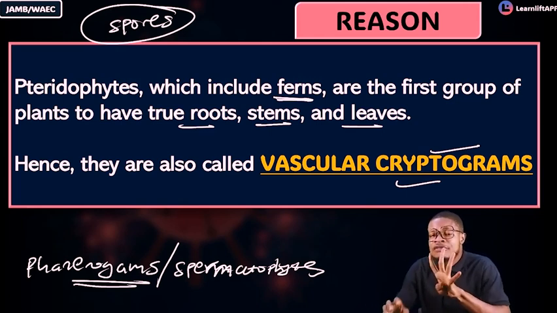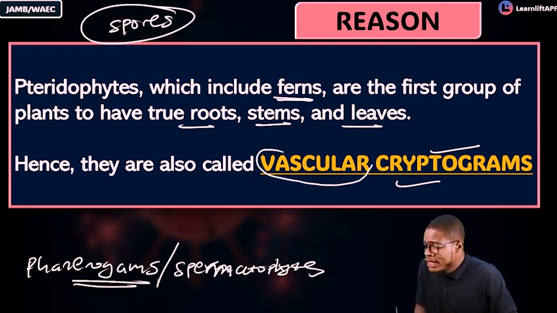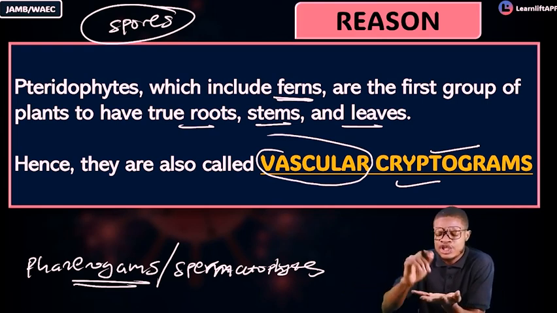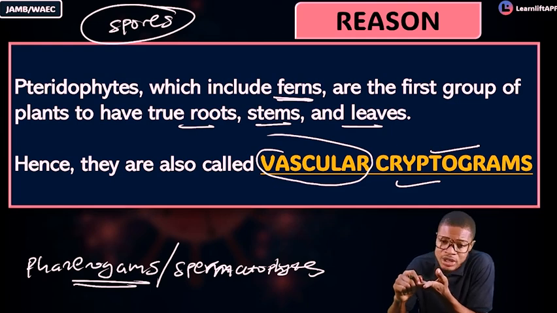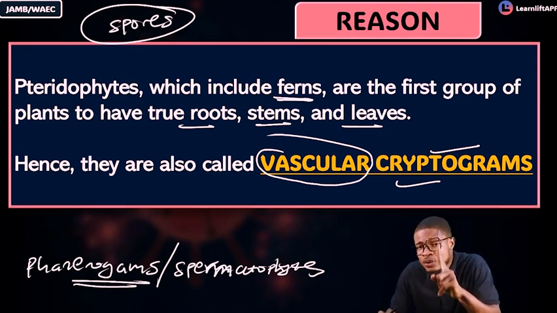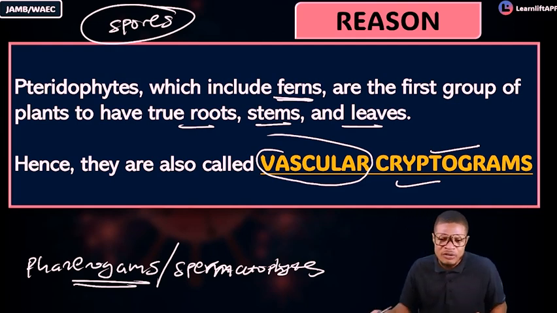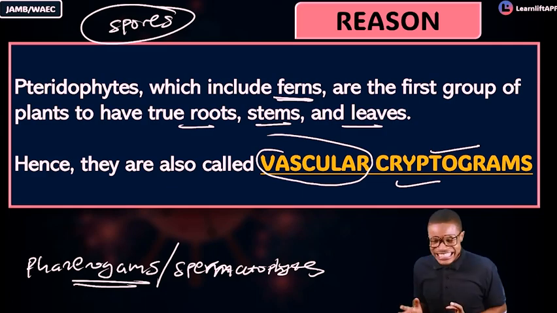So, out of these 4 of them, which of them is vascular? Vascular. In other words, we can boldly say that your schizophyta, thallophyta, bryophyta, the 3 of them are non-vascular. But the one that is vascular, that is still also a cryptogam because they produce spores, are the pteridophytes. That's why pteridophytes are called your vascular cryptogams. Are you getting me now?